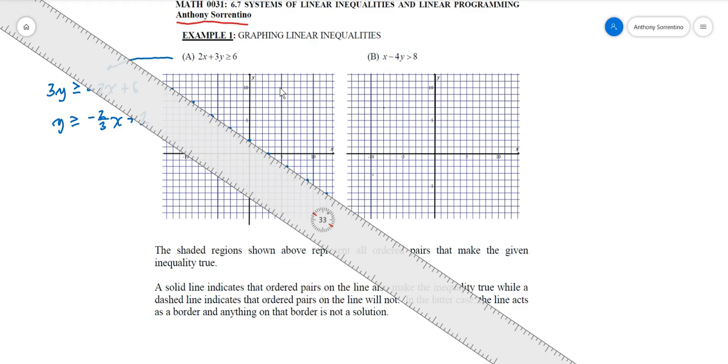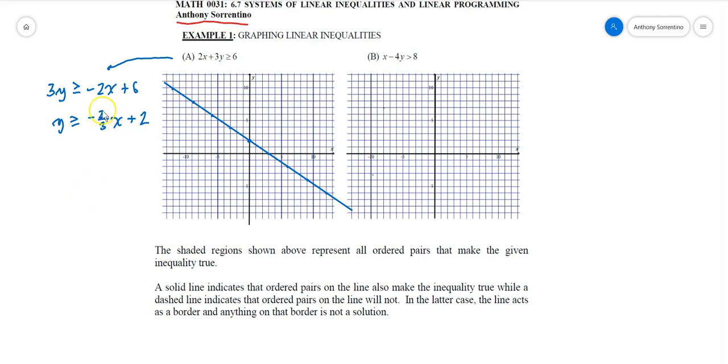Well, yes, it is. It meets the equal to part. So things along the line are included, which means I'm going to draw this as a normal solid line. And because I have this in slope-intercept form, the fact that I have a greater than means I should shade above the line. So any ordered pair in that region would make this inequality true, more than likely producing things that are greater than 6.